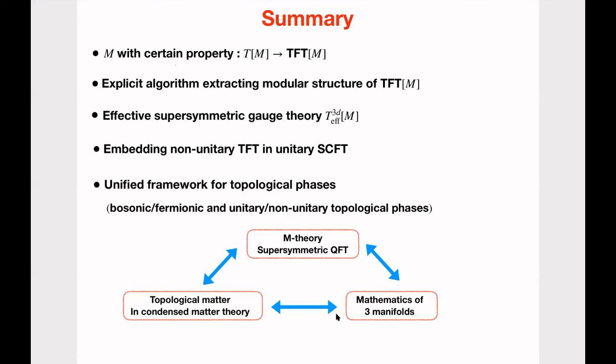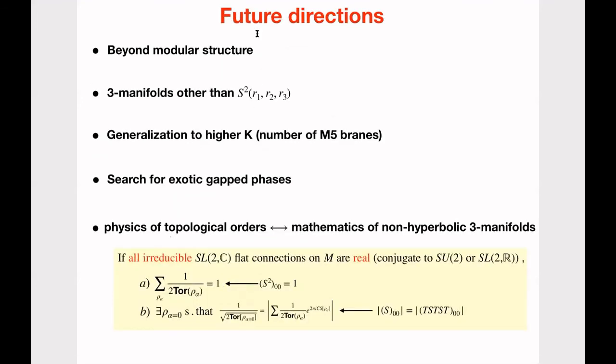So our project connects three interesting topics: M-theory and supersymmetric quantum field theory, the mathematics of three-manifolds, and topological phases in condensed matter. There are lots of things we can study. The obvious thing is that we can only determine the modular data, and we know there is additional data beyond the modular data. We don't know how to read off this structure from the geometric side, and this is a very interesting question. We also don't know the full classification of three-manifolds satisfying the topology criterion. We give a simple example, labeled by three fractional numbers, and we claim that this three-manifold satisfies the criterion. But we also find there are more three-manifolds satisfying it. It would be interesting to classify all these three-manifolds which give a topological phase.